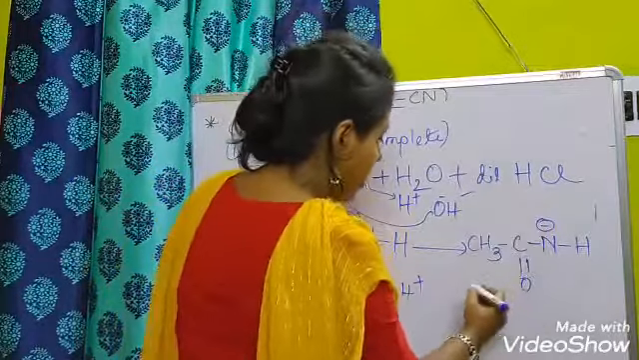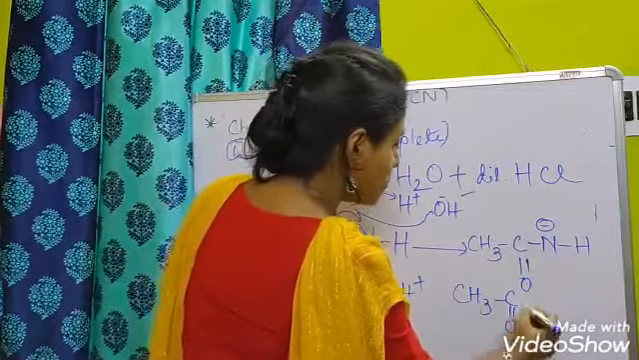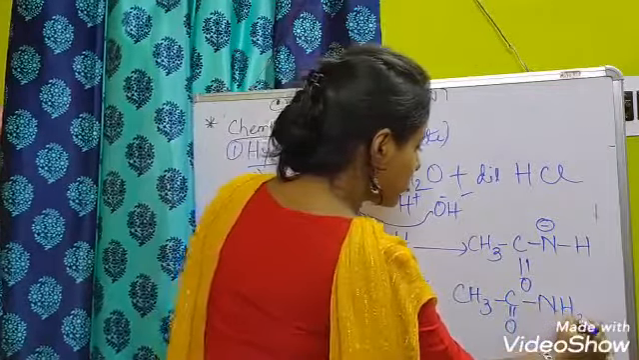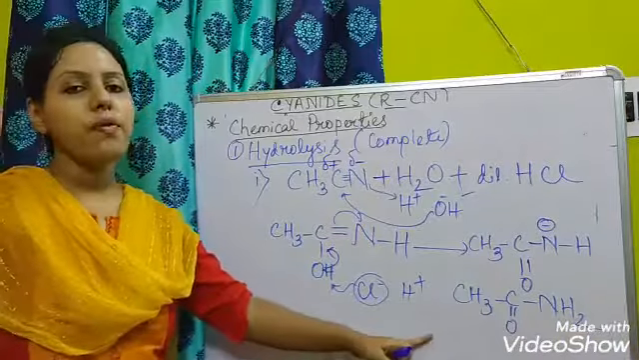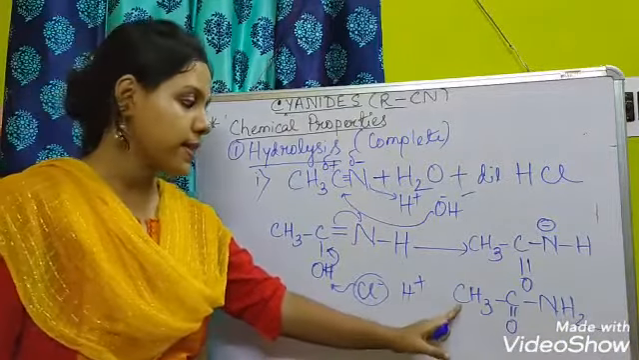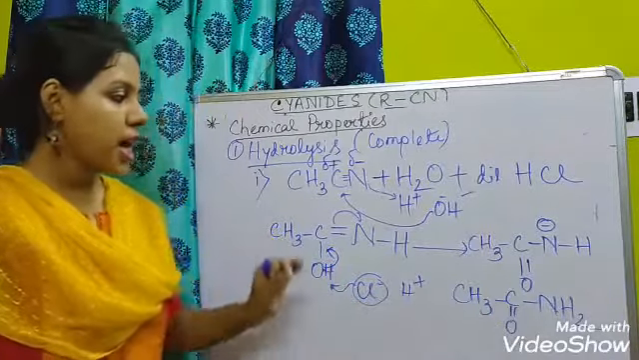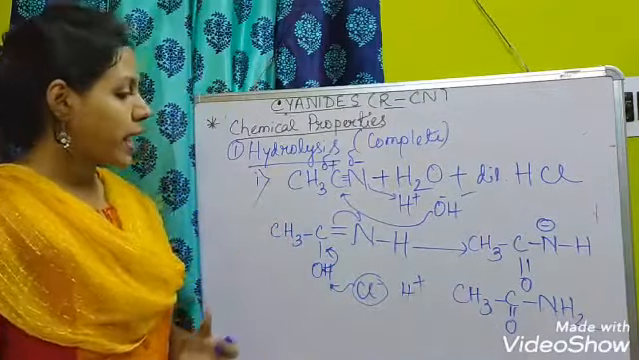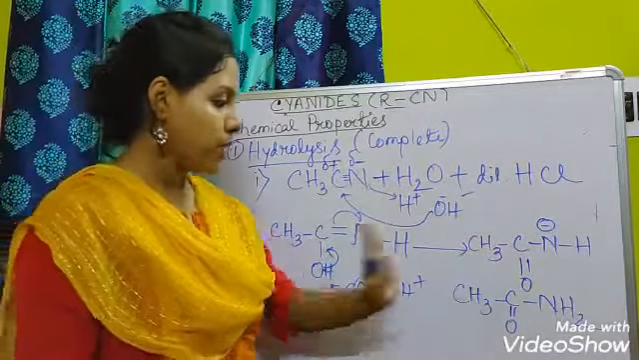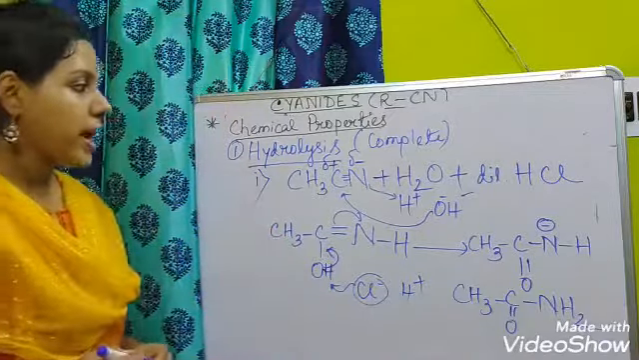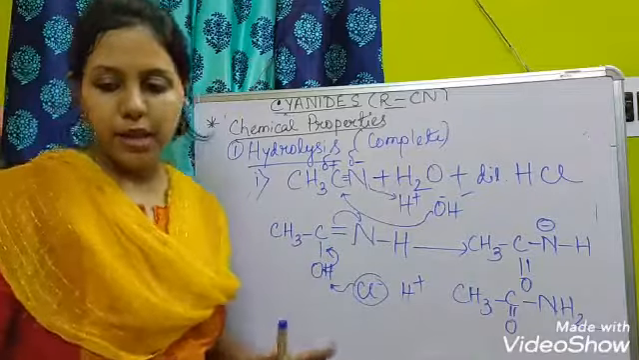So there will be the formation of CH3CONH2. Initially there will be the formation of one acid amide, CH3CONH2, from here. After that, what will happen next here? By reacting this one, it will form this. Then again we are treating this one with the water molecule. So what will happen in the next step?